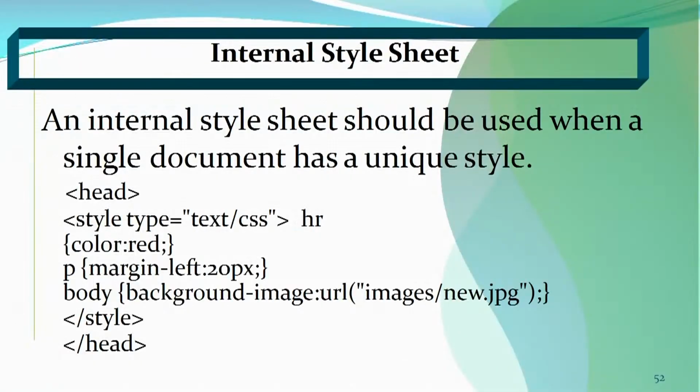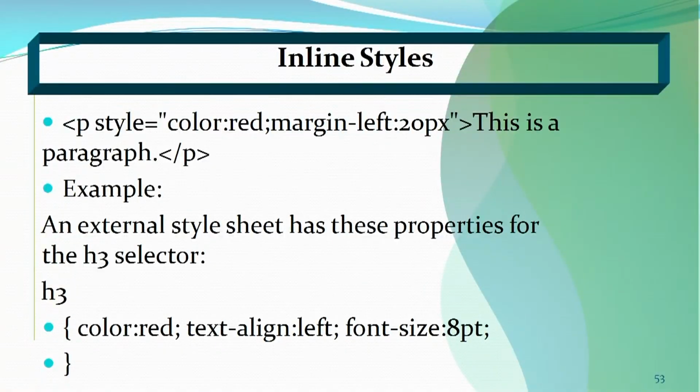In internal style sheets, we add the style tag in the head tag. So we say style type equals to text/css, and then we add the same styling which we can add in the document itself. So when we are not applying that to different documents, we can use it in the same document. Next is inline styles. In inline styles, like the P tag, we have added style equals to, and we can change as many attributes as we want. We can add all these attributes separated by semicolons in this document only.